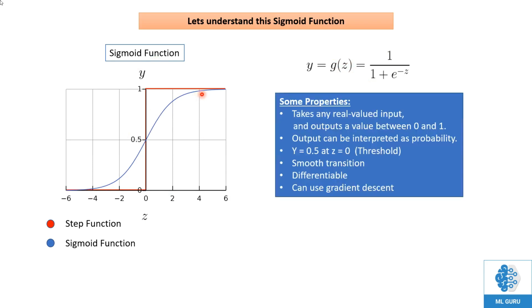Now let's look at some of the properties of this sigmoid function. So this sigmoid function takes any real valued input. In this case, the real valued input is denoted by z. So it takes any z on this axis and it will output a value which will be between 0 and 1. And hence, this model compresses any type of input between 0 and 1. And hence, the output of this model can be interpreted as a probability. Why? Because probability also has its output ranging between 0 and 1. So you can say this sigmoid function is bounded between 0 and 1.